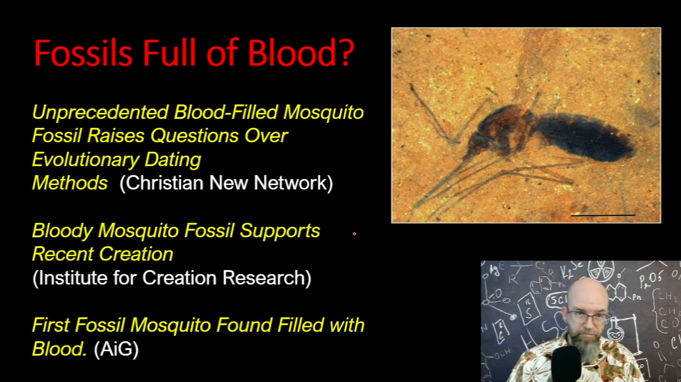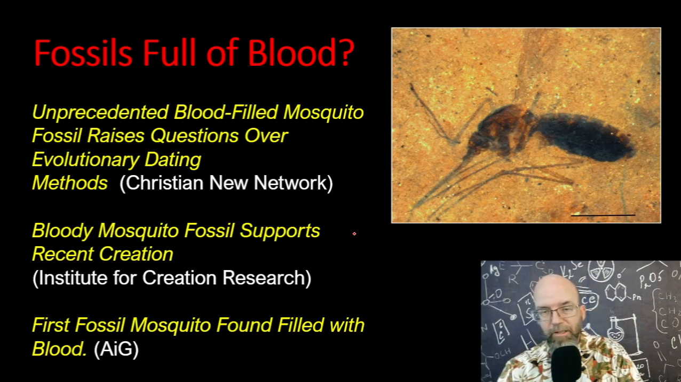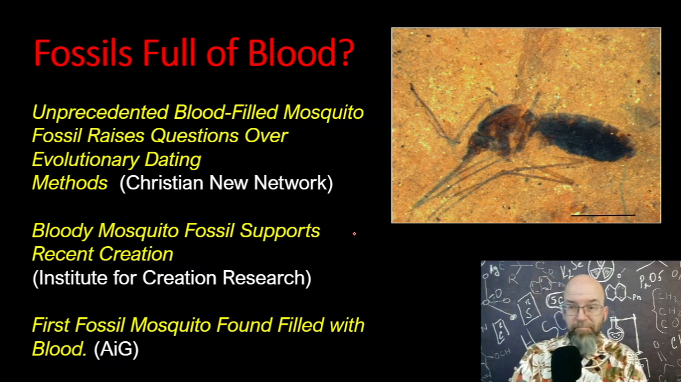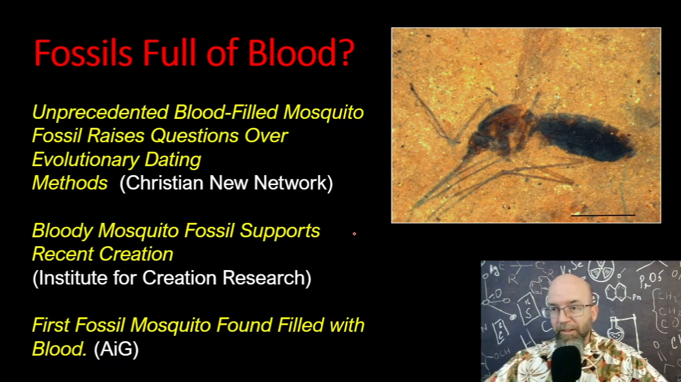Are there fossils full of blood? Well, here's the popular reporting in some of the creationist journals. Unprecedented blood-filled mosquito fossil raises questions over evolutionary dating methods. The implication being, if there's blood in this fossil, and you're saying the fossil is supposed to be millions of years old, how could that blood have survived? That's an organic molecule, it shouldn't have decayed over that period of time.